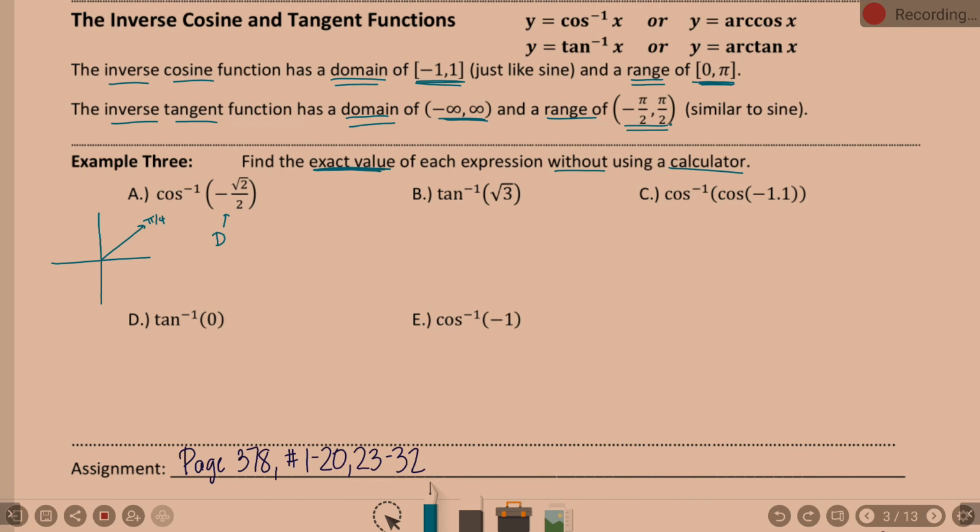Okay? So what we know here is that the cosine of pi over 4 is equal to square root of 2 over 2. That's kind of the information that my brain is thinking. So we want to know at what angle does cosine equal negative square root of 2 over 2?